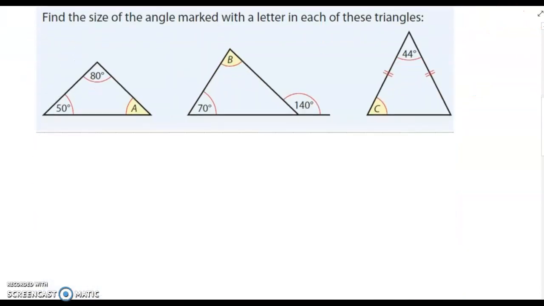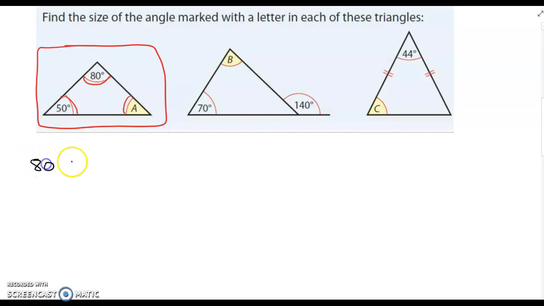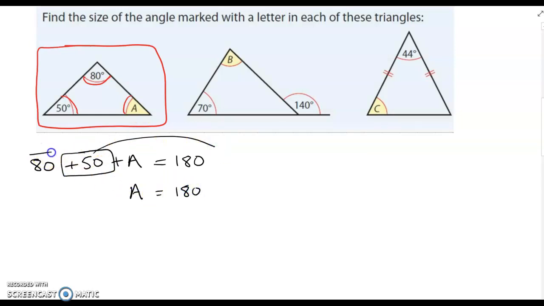Now there's a general rule in triangles that all three angles add up to 180. So 80 plus the 50 plus A, whatever it is, all comes to 180. So if I just leave A where it is and leave the 180 where it is and bring the numbers over to the other side, they'll change to a minus, but I'll be able to find what A is. It's going to be 50.